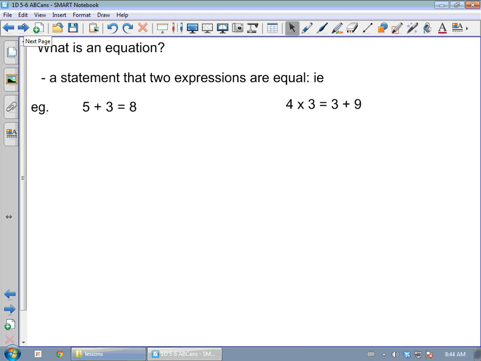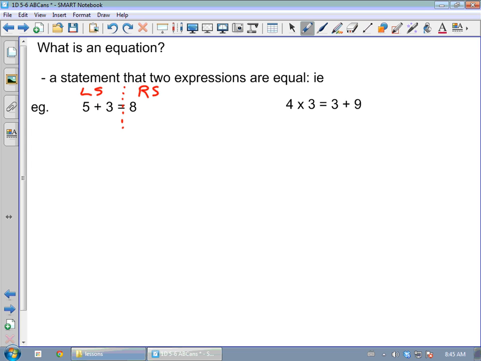Well, at its simplest, an equation is a statement that two expressions are equal. So this thing that we have right here, 5 plus 3 equals 8, is an equation. It's got an equal sign in it, and equations always have two sides to them. Okay? We've got what we call the left side, which is on the left-hand side of the equal sign, and we've got the right-hand side, or the right side, which is obviously on the right side of the equal sign.